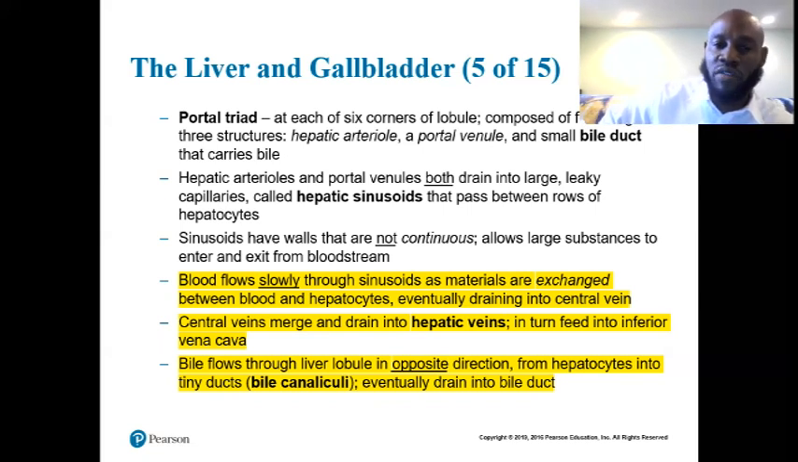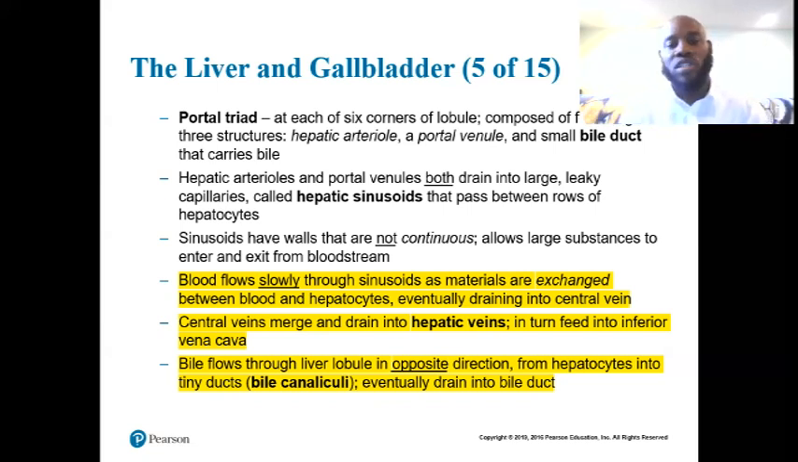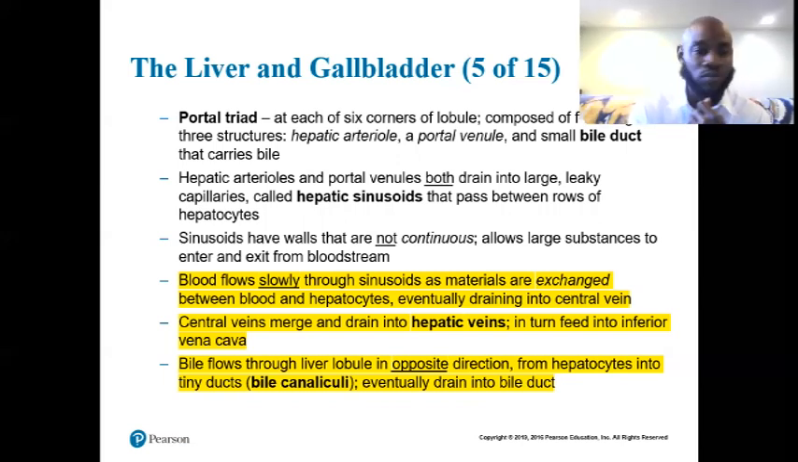So your hepatic arterioles and portal venules both drain into large leaky capillaries called hepatic sinusoids. These sinusoids have walls that are not continuous, which allows large substances to enter and exit the bloodstream. What could those large substances be? We'll be talking about those very soon.